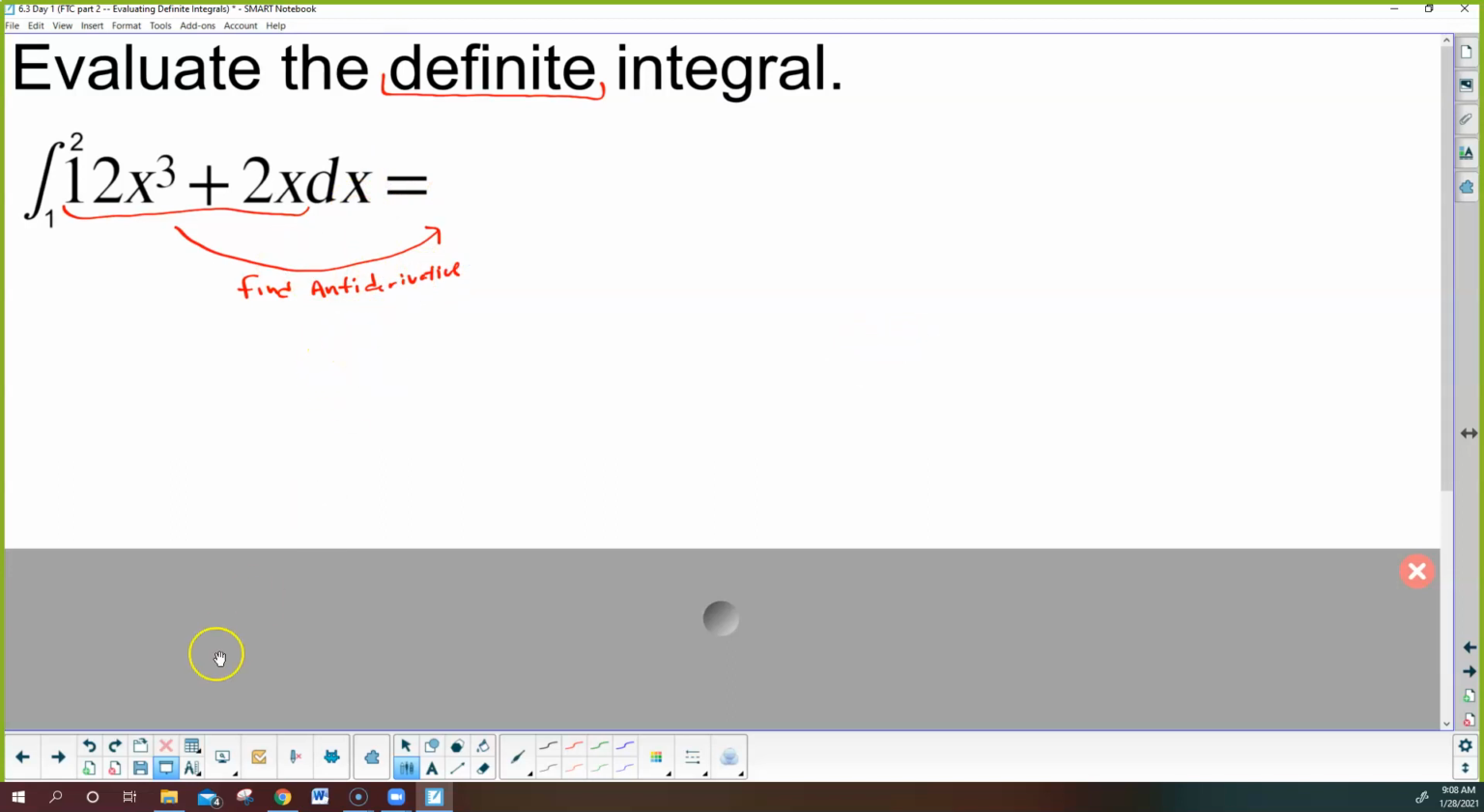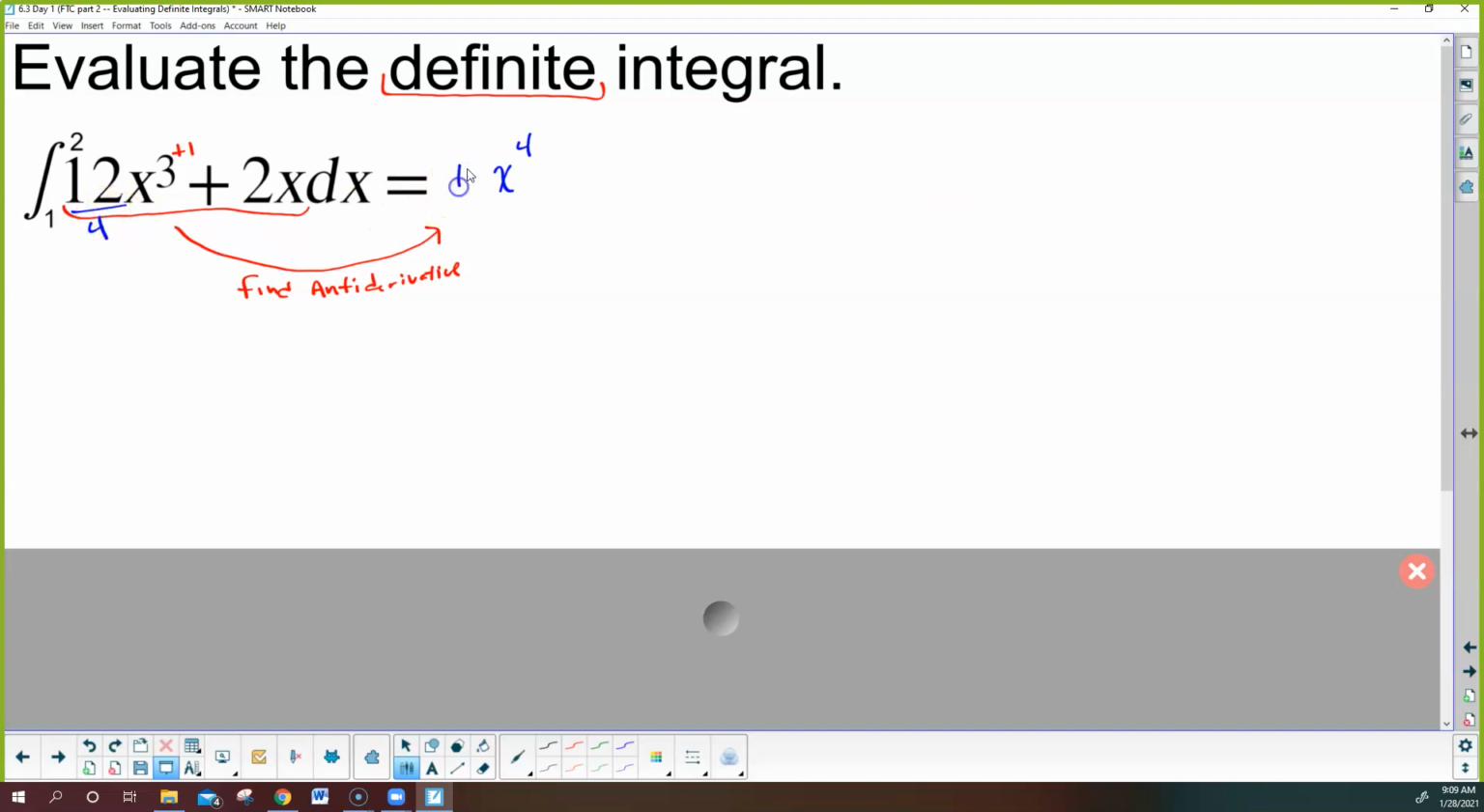And here's how I do it. We're going to do each piece at a time. This is 12x to the third. If I'm undoing the derivative, I'm going to add 1 up top, so I get x to the fourth. But this 12, if I put a 4 up top, I have to compensate for that, and I've got to divide by 4.